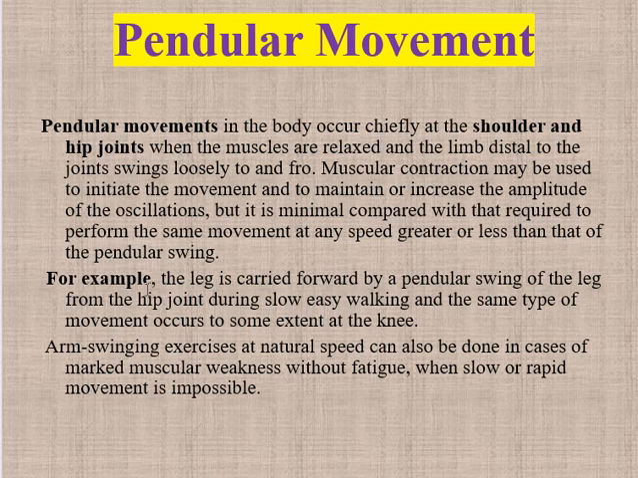For example, the leg is carried forward by a pendular swing of the leg from the hip joint during slow, easy walking, and the same type of movement occurs to some extent at the knee joint. Arm swinging exercise at natural speed can also be done in cases of marked muscular weakness without fatigue, when slow or rapid movement is impossible. Arm swinging exercises are the best example of pendular movement.